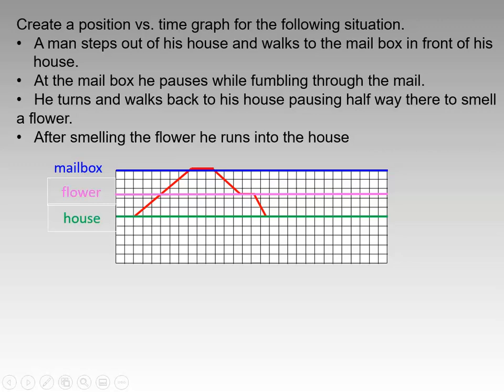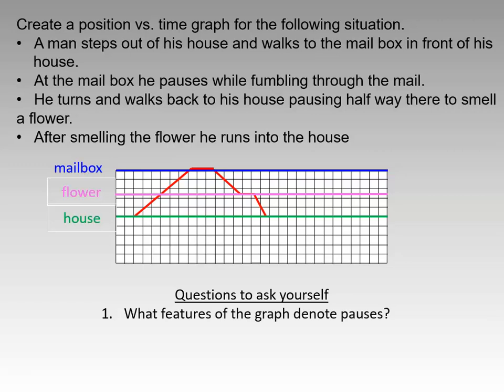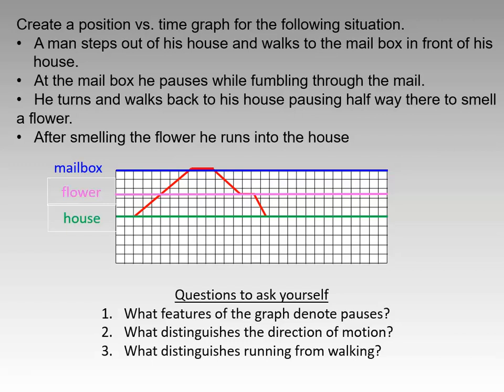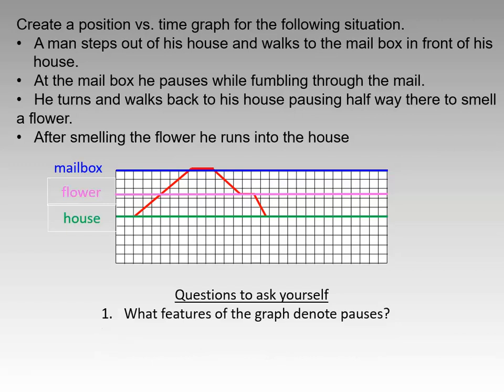Now, it's instructive to ask yourself, what features on the graph denote the pauses? What distinguishes the direction of motion? And what distinguishes running from walking? In the case of the pauses, remember that when something's not moving, time is still going on. Just the position isn't changing. Well, position is graphed vertically, so if the position isn't changing, then the vertical part of the motion is not going to change, but time goes on. So a pause would be denoted by a horizontal line segment. So we have that here at the mailbox and here at the flower.